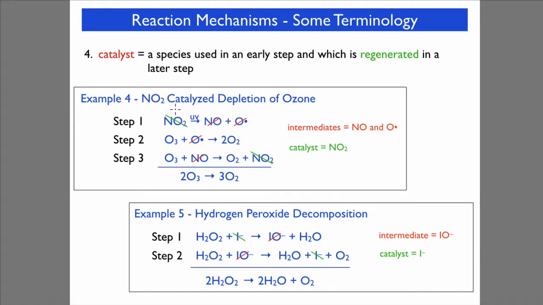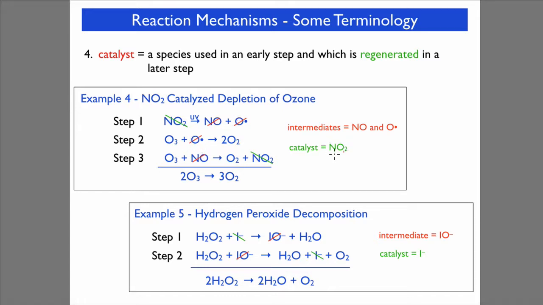So the nitrogen dioxide catalyzed depletion of ozone. We've got intermediates. You can see here the nitrogen monoxide and the free oxygen free radical are created in the first step, but they weren't there to begin with. You can see them in step 2 and step 3, and they're being used up. So they're created in step 1, being used up in step 2 and step 3.